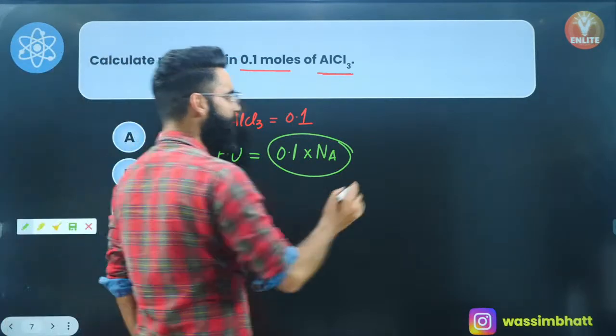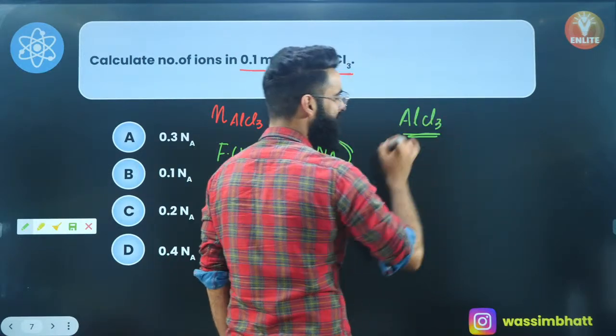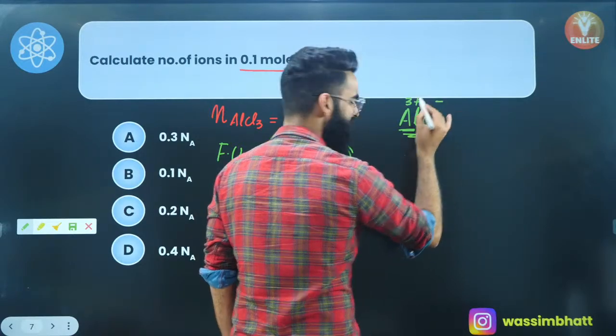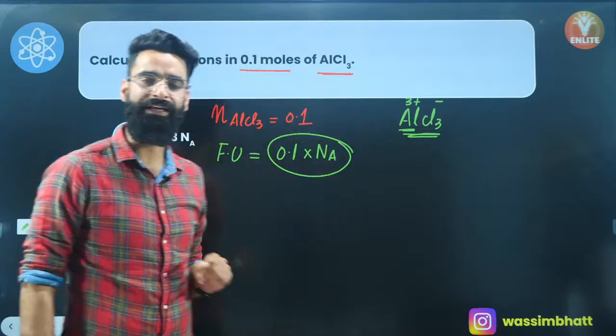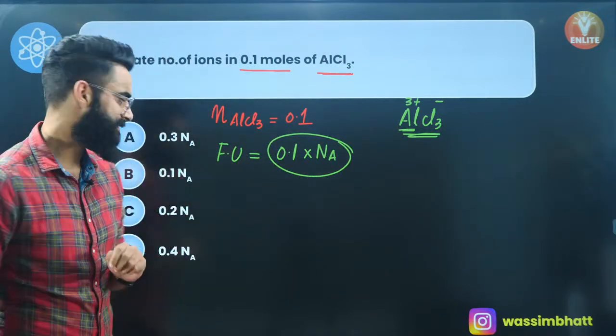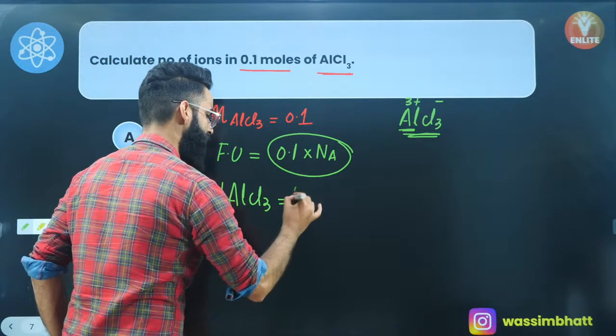Now people, if I ask you, AlCl3, how many ions does it contain? It contains one Al tripositive and 3 Cl negatives, right? So can I say one AlCl3 contains total 4 ions, right? I'll say one AlCl3 contains total 4 ions.